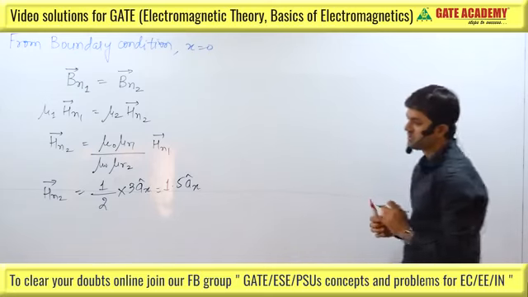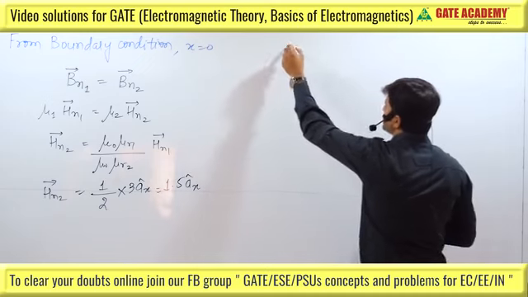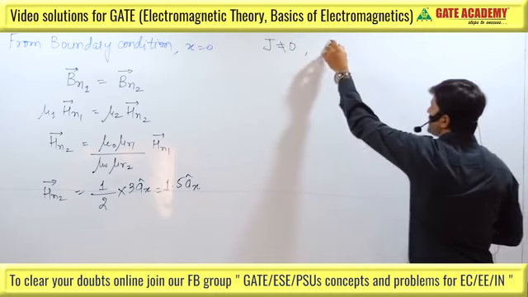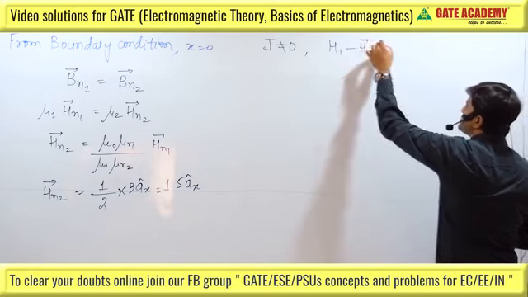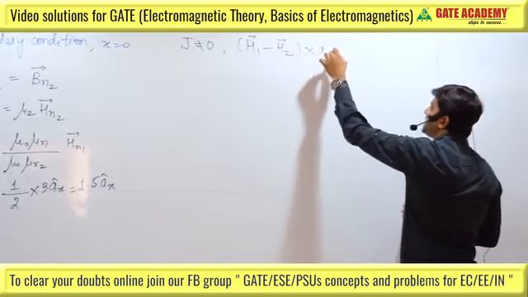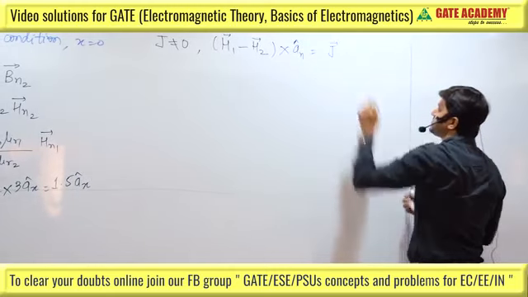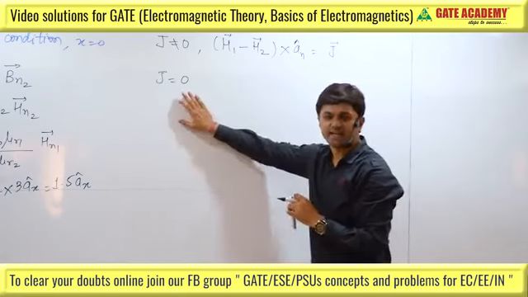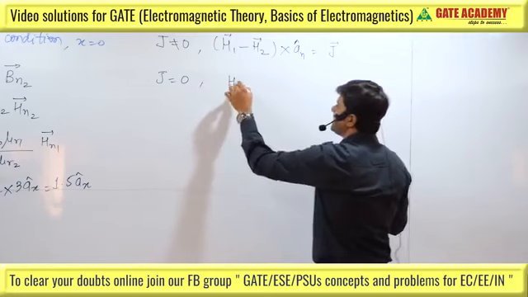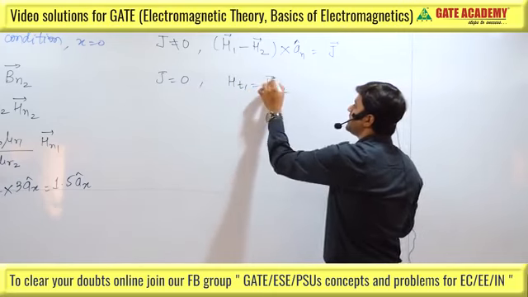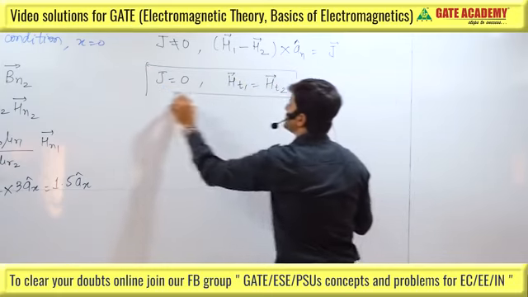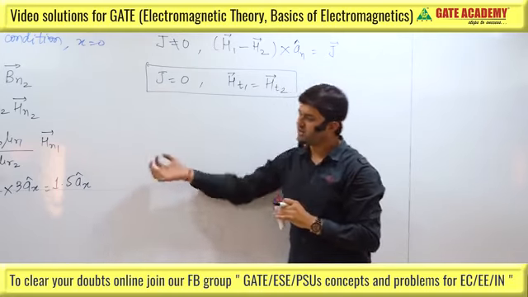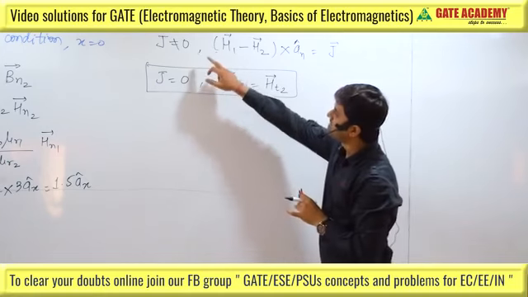Now we have to calculate the tangential component. Again from the boundary condition, if J is not equal to 0, then the tangential component is given by (H1 minus H2) cross an equal to J. And if J is 0, if the interface is not carrying any current, then we directly write Ht1 equal to Ht2 for J equal to 0. But here we have an interface which is carrying current in the direction of y. So current density J equals 10 ay.